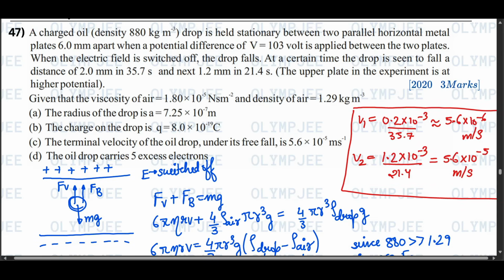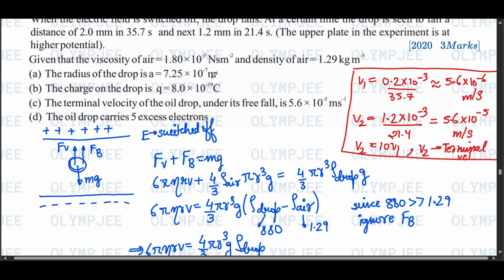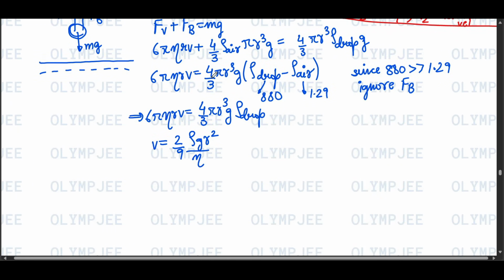So something like this would be happening: when the electric field is switched off, the drop will start falling from rest. So the velocity will start increasing from 0, and it will first become this much at some time interval. Then finally the terminal velocity will be this, because you can see that V2 is 10 times V1. So V2 is very big compared to V1. So V2 is terminal velocity, because eventually it will attain some velocity and remain there because it will achieve equilibrium. So we will take 5.6 multiplied by 10 raised to power minus 5 as terminal velocity.